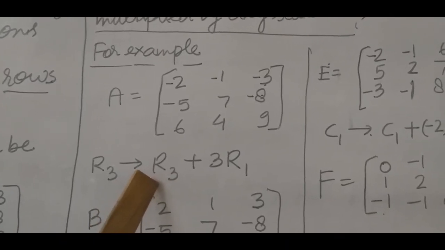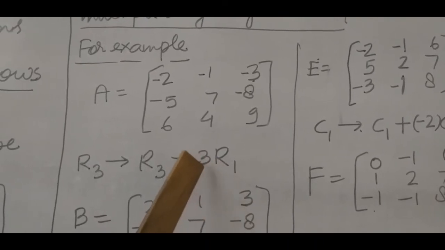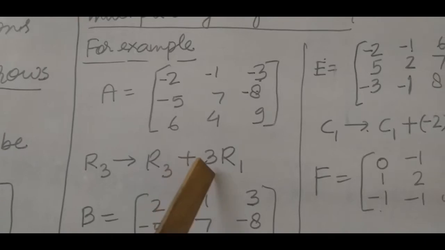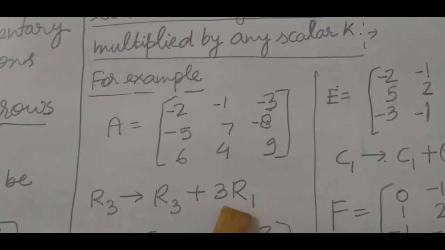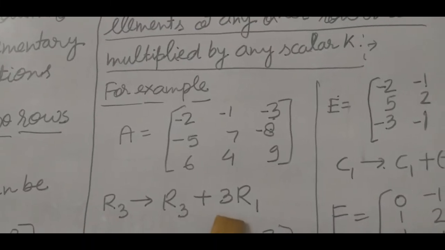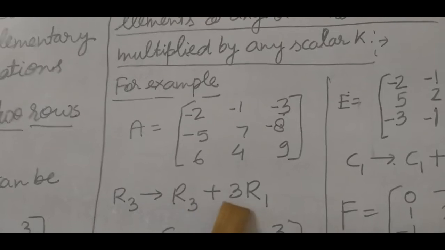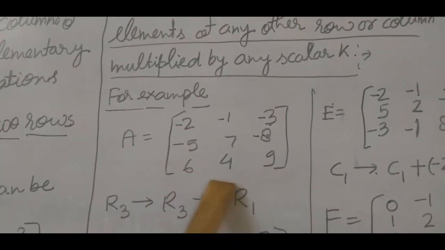R3 is written as it is plus R1 multiplying by 3, then add into R3. Okay, so this is the operation, students. So I am going to apply R3 tends to R3 plus 3R1. So this is R3, students.